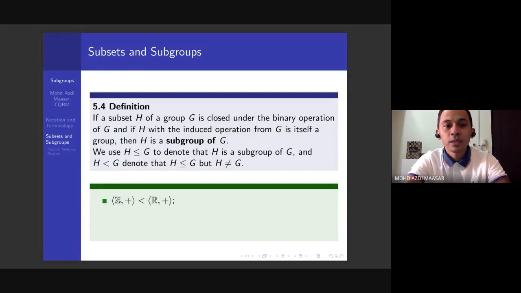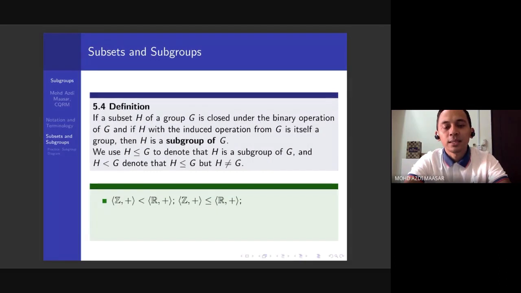Now because addition here is induced from here, because they are the same operation, and integer is a proper subset of real numbers, therefore we say that it is a subgroup. And then I can omit the equal sign here because the integer set is not equal to the real number set. It means that there exists an element in real numbers which is not in integers.